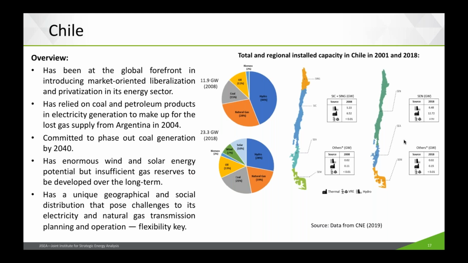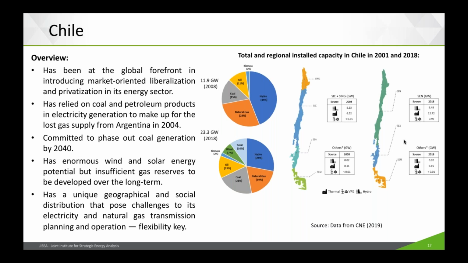And Chile has great wind and solar energy resources: wind in the south and solar resources in the north part of the country near the Atacama area. However, the geography of Chile and the social distribution makes it very challenging in terms of flexibility.